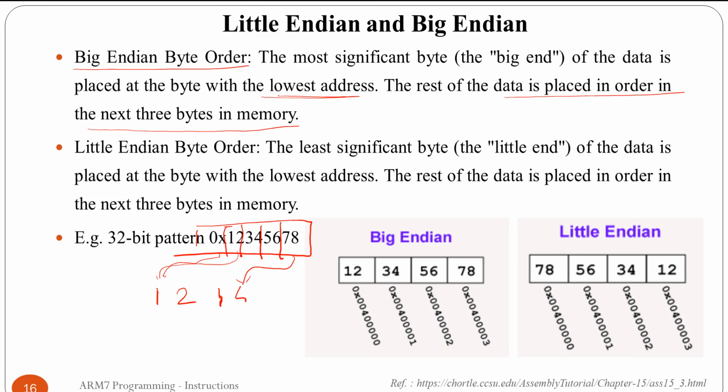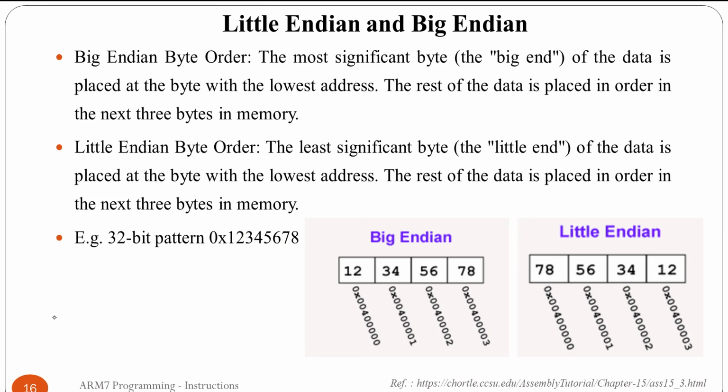Then in little endian, the lower byte is stored into the lower address and the upper byte is stored into the upper address. What does it mean? If you see this example properly, we have to store this particular 32-bit number. If we use big endian, then as we know, the lower byte is stored into the higher address, and these are the addresses 0, 1, 2, 3. So 3 is the highest address, so 78 will be placed into this location, then 56, then 34, and then 12.